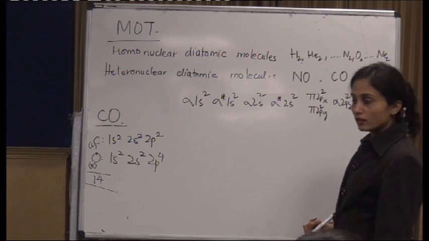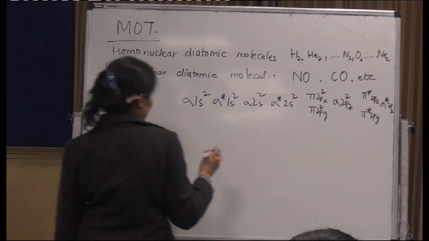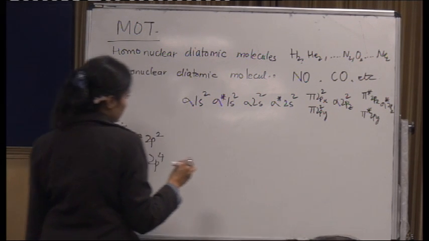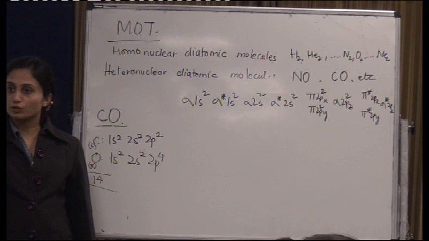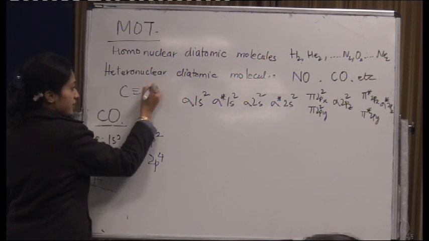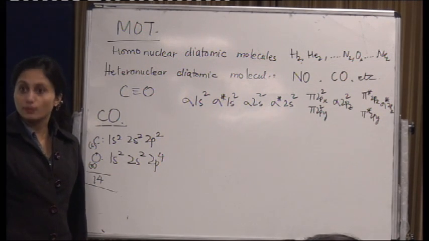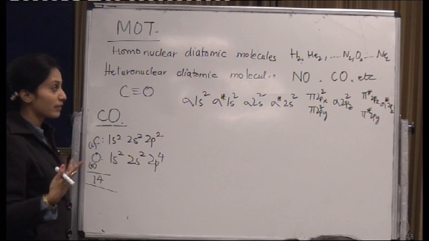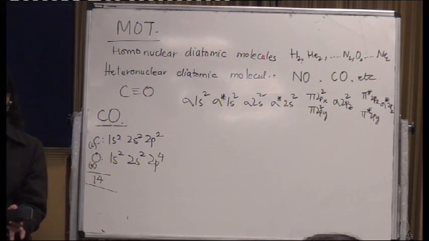ठीक है? What will be the bond order for CO then? Same है electronic configuration, so it will be 3, and that is why your carbon monoxide is also represented as this. You get this from Lewis structures also, you get it from VBT also, and you get it from MOT also. So now you are seeing that the approach is different in all the cases.